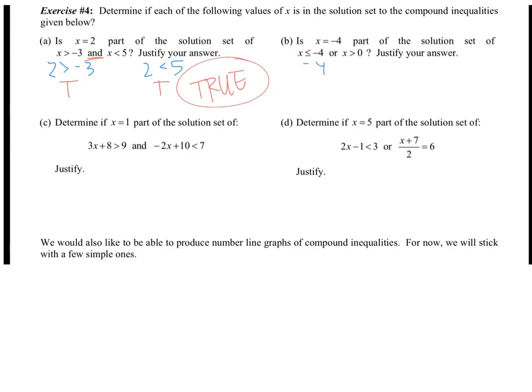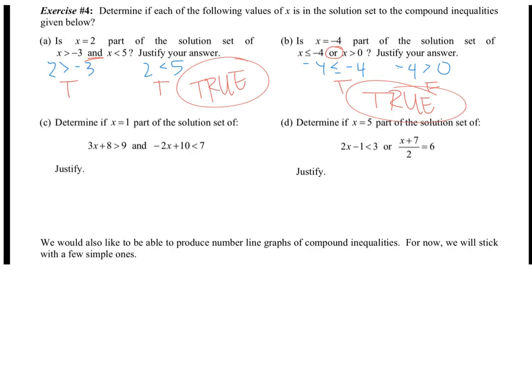So -4. Is -4 less than or equal to 4? Is -4 more than 0? So first one, negative 4 is less than or equal to 4. It is not more than 0, but it's an or. So overall, yes, it's true. It's part of the solution set.